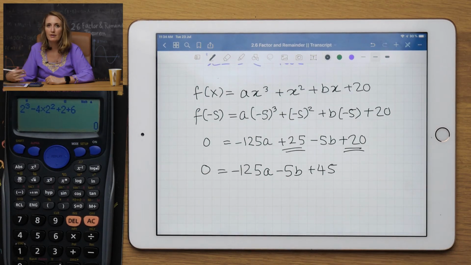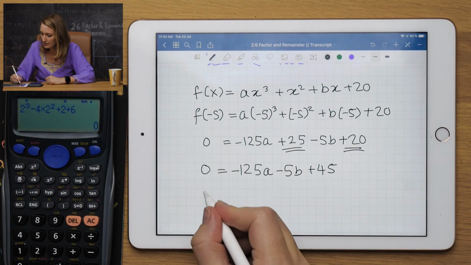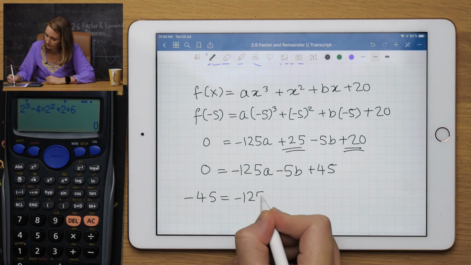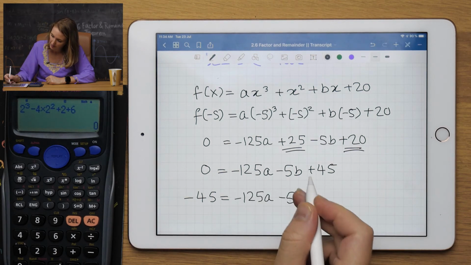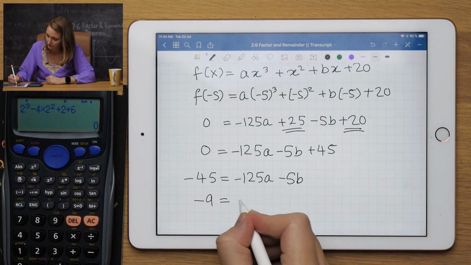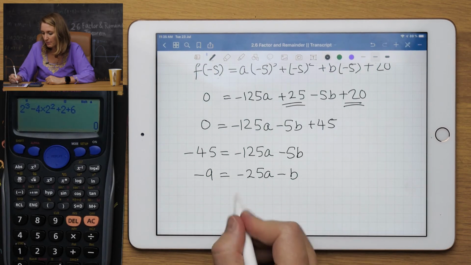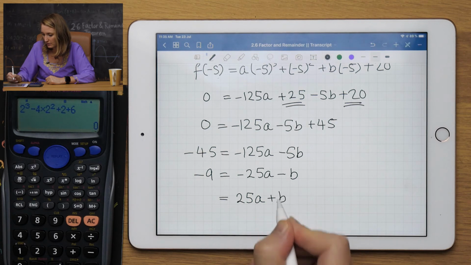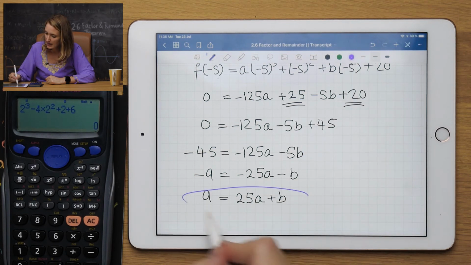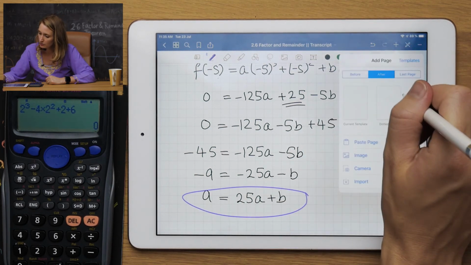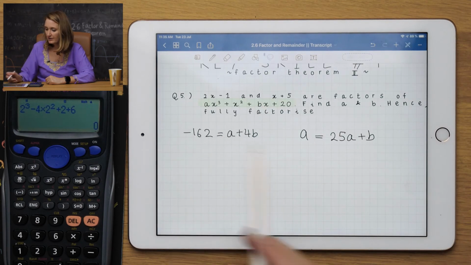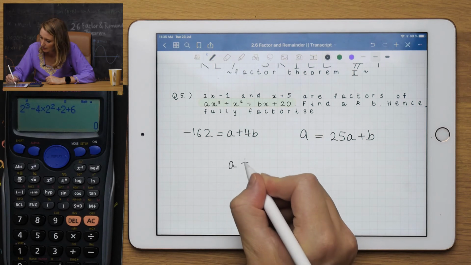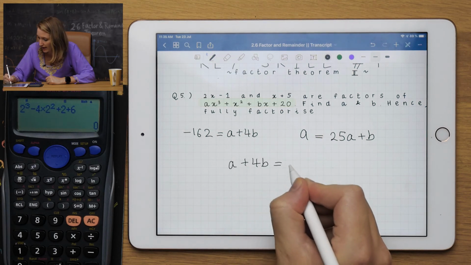I'm also going to divide by 5 to make these numbers a little bit nicer. We can bring the 45 over and divide by 5. So I'm going to divide by minus 1 to keep it all positive. So that's my second equation that I've got to work with. To finish this off, I need to just do a simultaneous equation to solve for a and b.